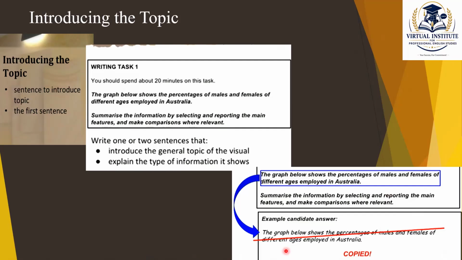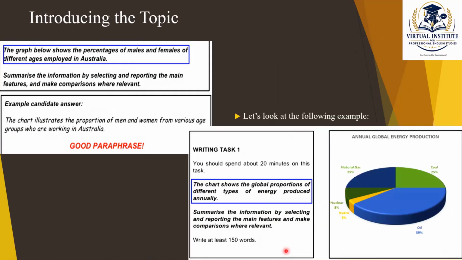So this is why you should not copy anything. Instead, what should you do? You should paraphrase it. So, for example, the statement is: the graph below shows the percentages of males and females of different ages employed in Australia. When you start your writing task one, you will be introducing the same topic, but you should not copy it. You should instead paraphrase it.